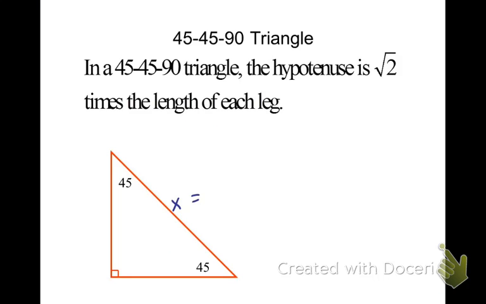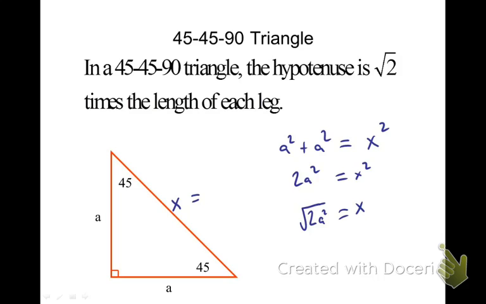So the 45-45-90, since each of the legs are equal, we know that the hypotenuse is going to be a value of radical 2 times the leg. I like to say in a 45-45-90, the sides are in the ratio of 1 to 1 to radical 2.